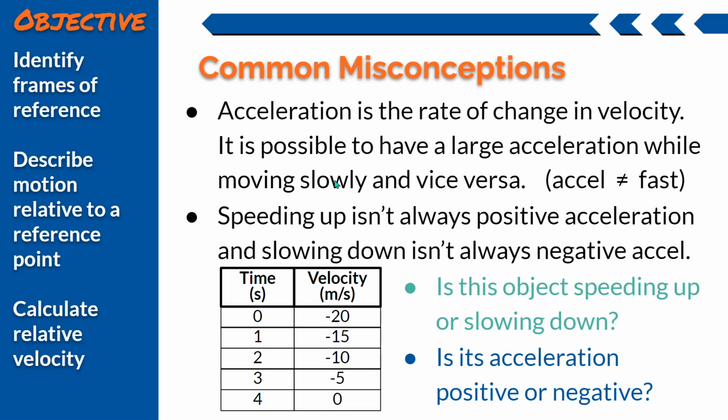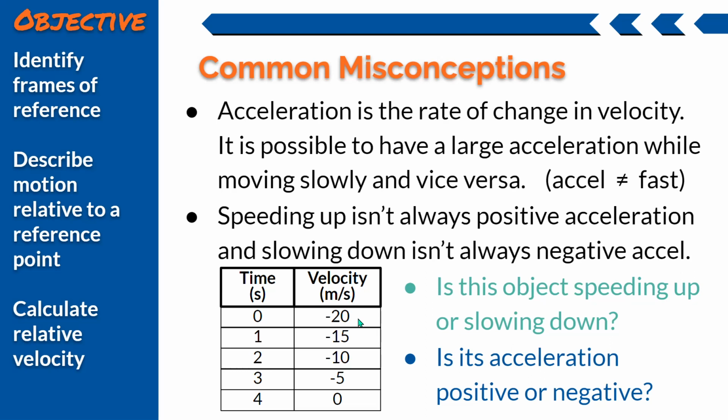And this is a point that I believe is easier to illustrate with numbers. And so I put a data table on my screen, and if you want, it might help you to copy it down in your notes. Okay, so on my data table, I have 4 seconds of data and 5 different velocities. So I have time of 0, I have an object that's moving negative 20.